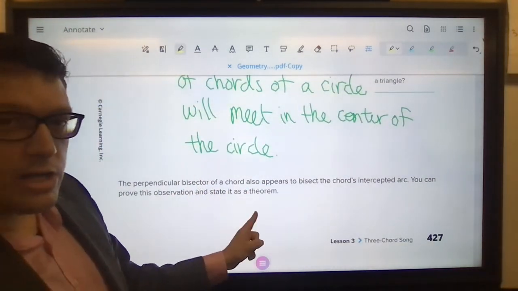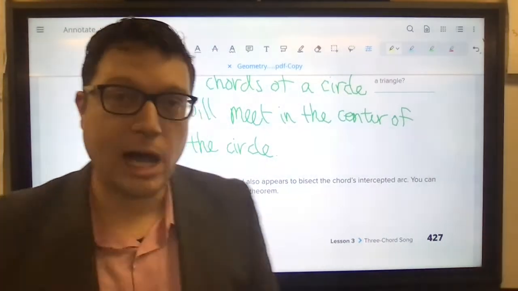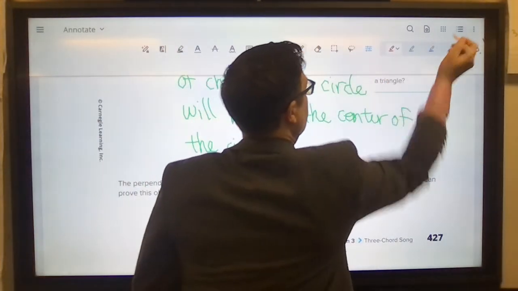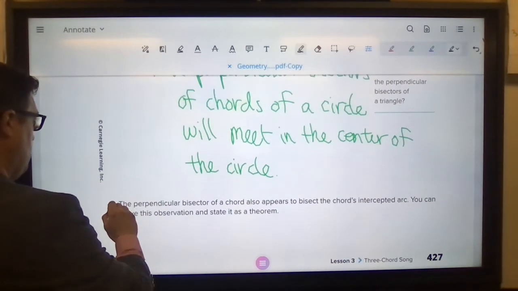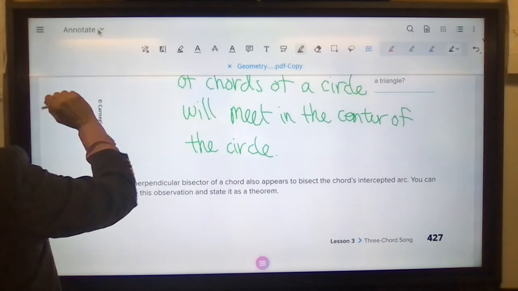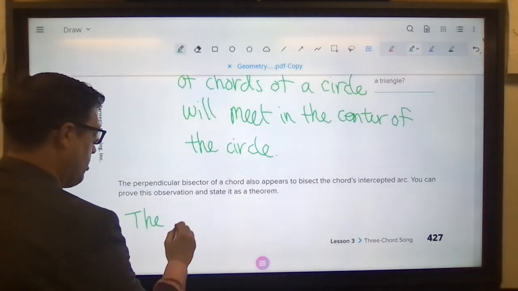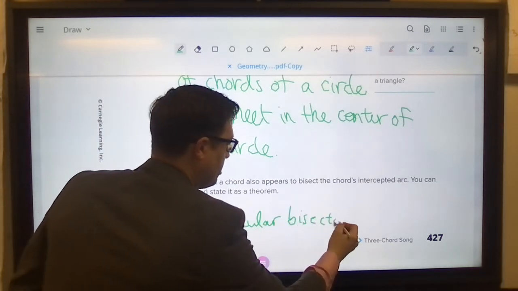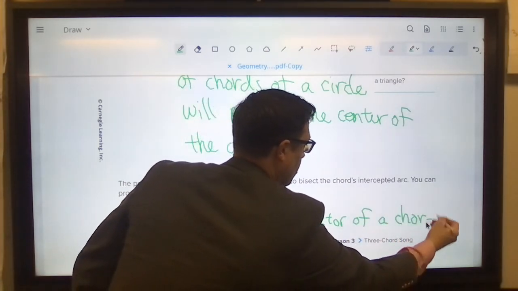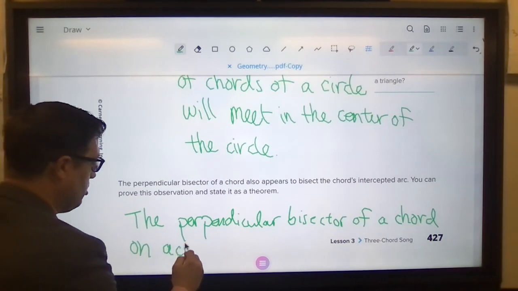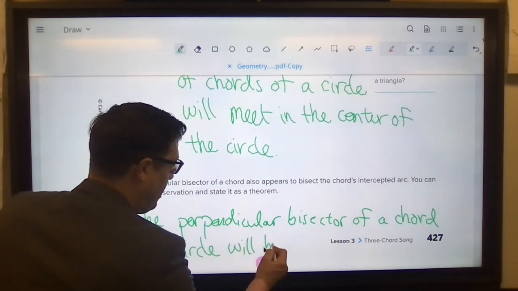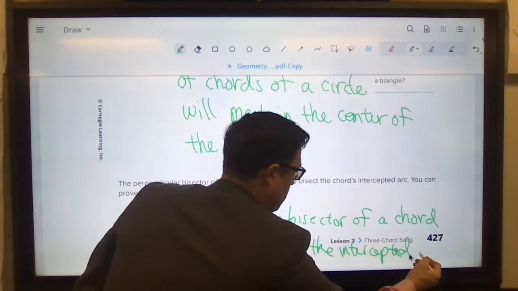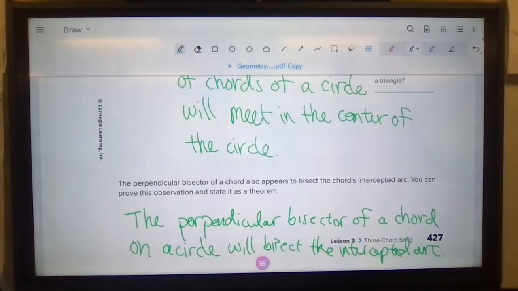You can prove this observation and state it as a theorem. This is how we'll say it. The perpendicular bisector of a chord on a circle will bisect the intercepted arc. All right, you see it? There it is, all of it.